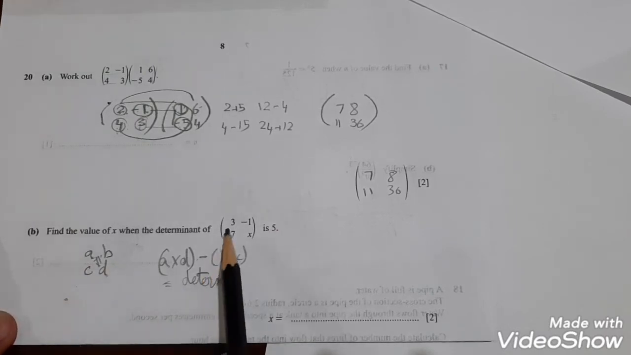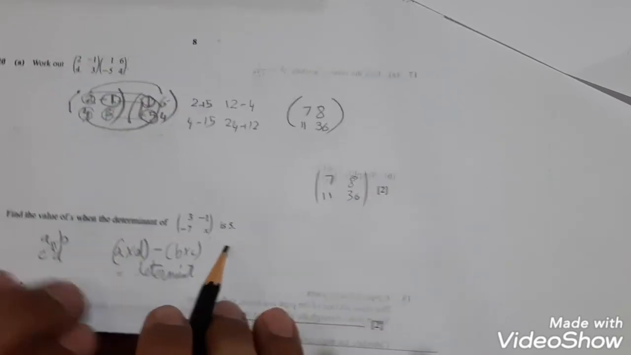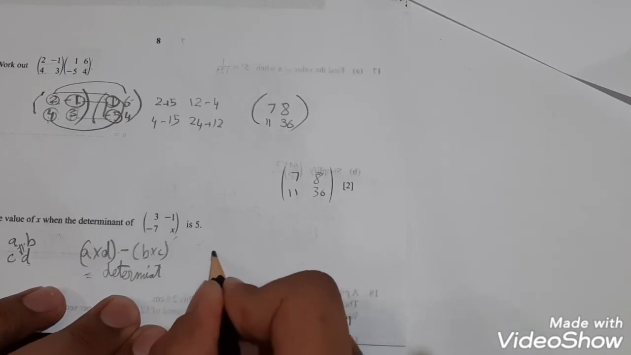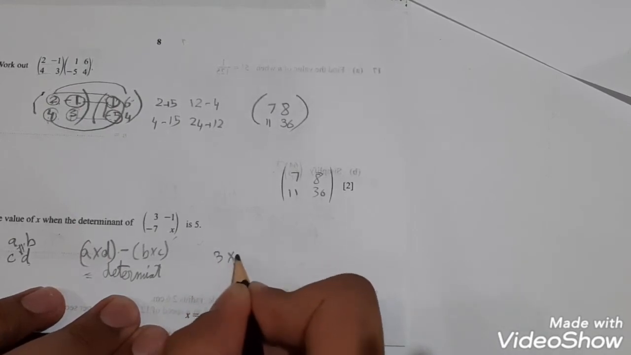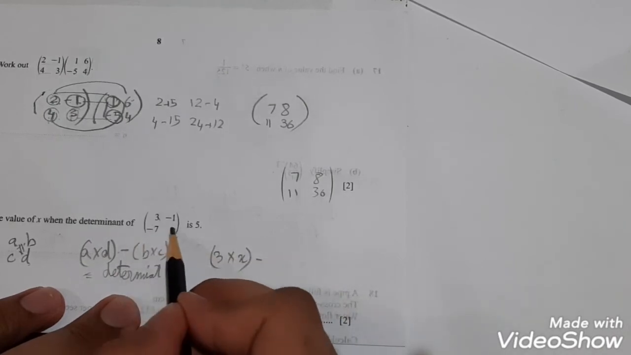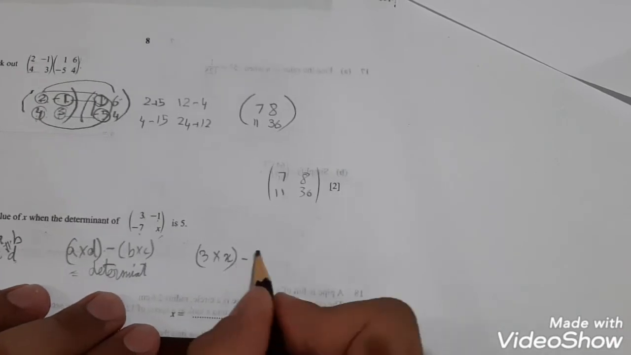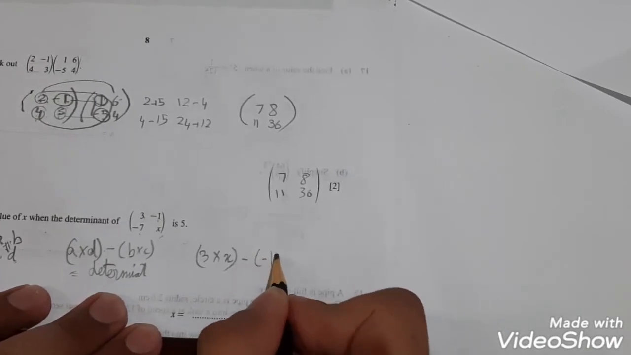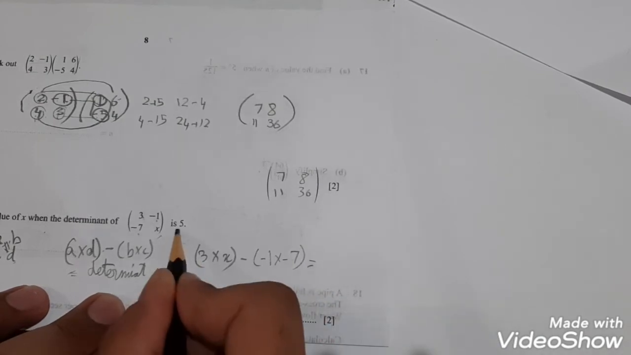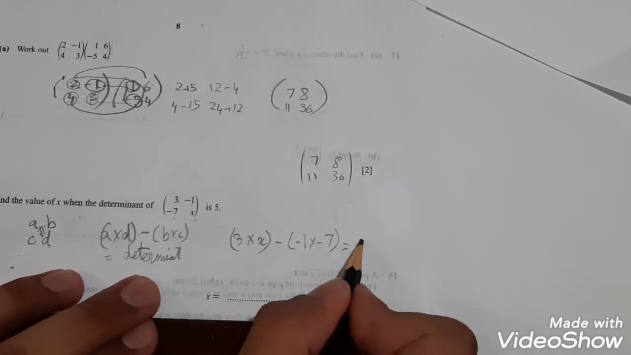Now in this case, to find the determinant of this matrix, we'll use the same formula. 3 multiplied by x is 3x, minus 3 multiplied by x... minus negative 1 times negative 7. Negative 1 times negative 7 is equal to... they already gave us the determinant. They told us the determinant is 5.